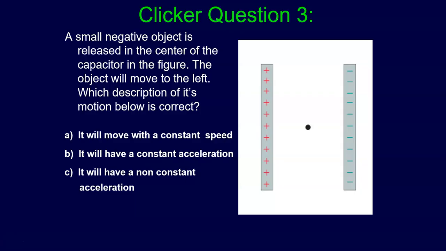So let's use this in a clicker question. Here we have 2 infinite plates, a big positive and a big negative. Again, assume that they're infinite. And what happens is I release a small negative object, like an electron or something, in the middle of this capacitor. The object will move to the left, right? It's going to be attracted to the positive side and repelled by the negative side. But what description of its actual motion is correct? So A, B, or C. This is an important one. Stop here and really think about this one, and we'll talk about it in a second.